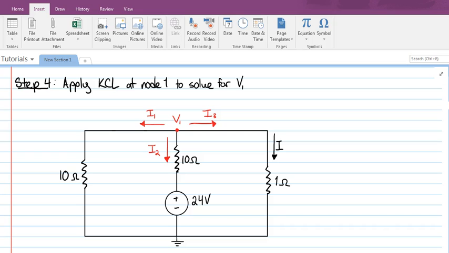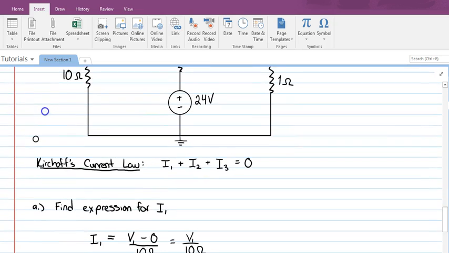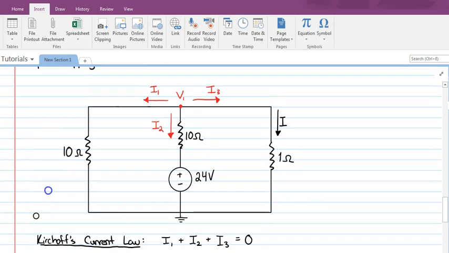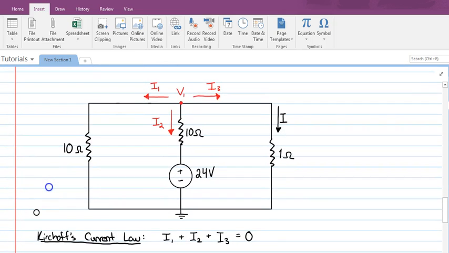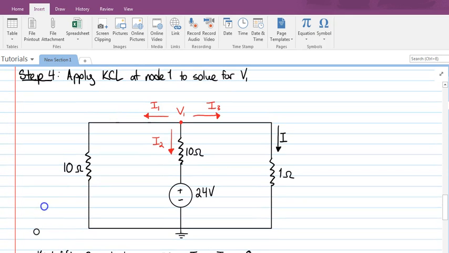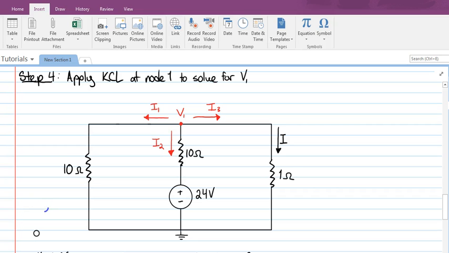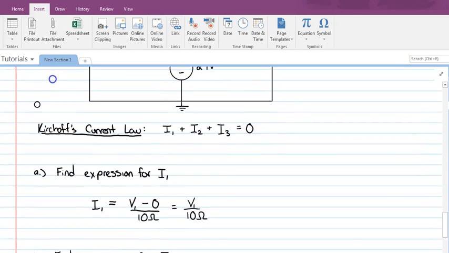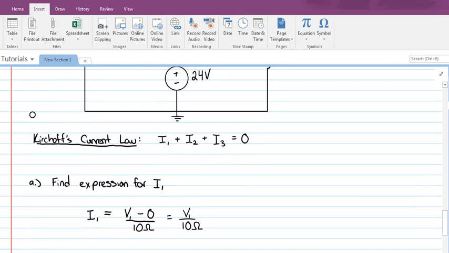So this current is going to be equal to the voltage at the top of that resistor minus the voltage at the bottom of that resistor divided by the resistance of that resistor. And that's going to be V1 minus 0 divided by that 10 ohm resistance. That's because V1 is the voltage at the top of the resistor, 0 is the voltage at the bottom of that resistor, and 10 ohms is the resistance of that resistor. So that's what we've got right here.